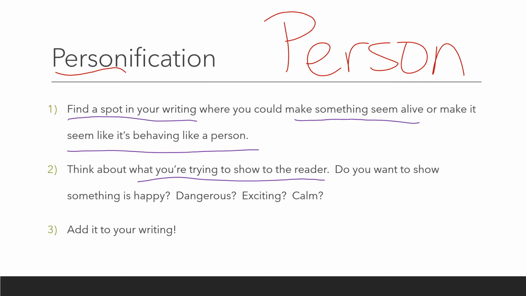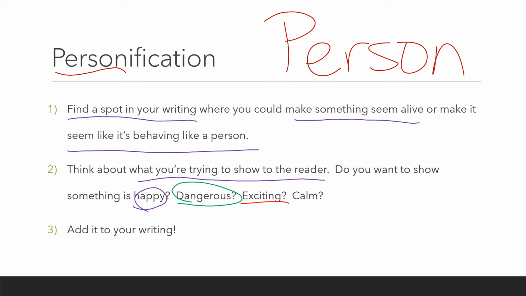Do you want to show them something happy? Then I might use that dancing idea. I might say, oh, the flowers outside are dancing on their stems. I want to show something happy. Maybe you want to show something dangerous. Maybe you want to say the door called eerily as it swung open. You can almost hear that sound as the door opens. I'm implying dangerous things are about to happen. Maybe I want to show something exciting. Maybe I'm going to say the raindrops danced on the windshield as we headed to the movie theater. I'm excited. I'm going to go see the new movie.